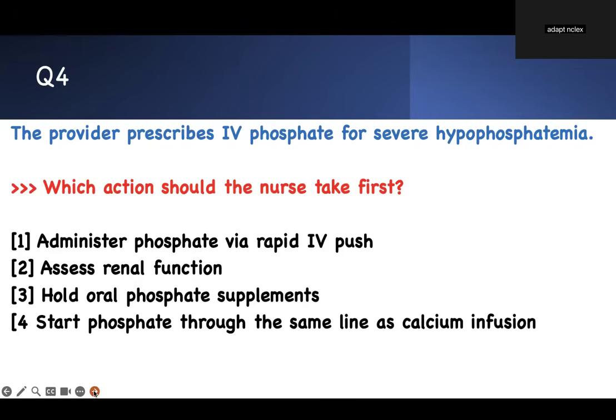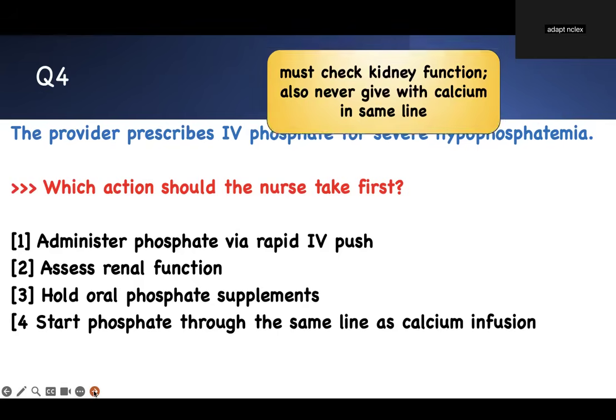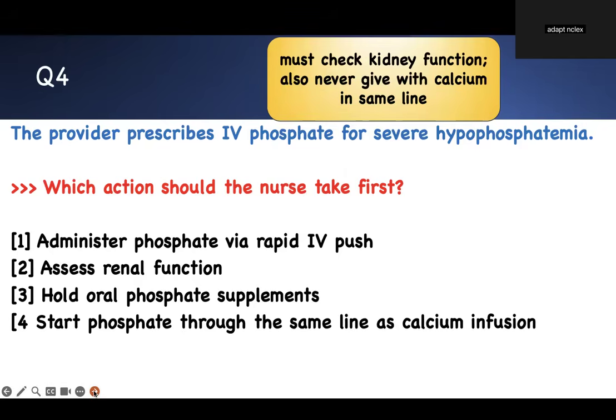There's a content here, and look at it. I always say, whenever you're giving electrolyte to a patient, always look for their kidney function. And that's the key. Never give phosphorus to a patient without checking their creatinine, because this will be cleared by the kidney. If the kidney is not working, phosphorus goes up. And you should not combine phosphorus and calcium because they hate each other. Therefore, number 2 is the right answer.